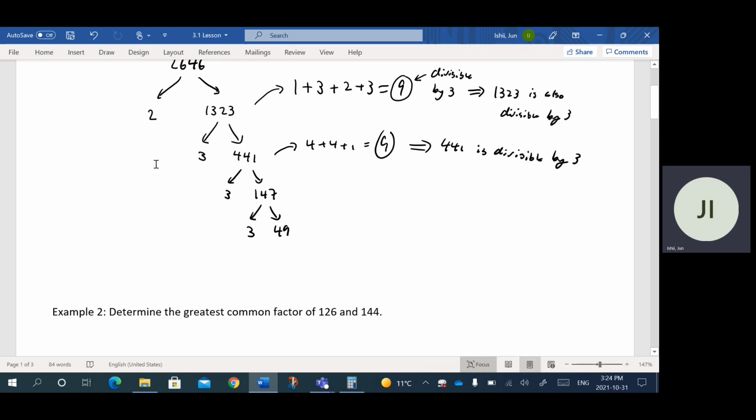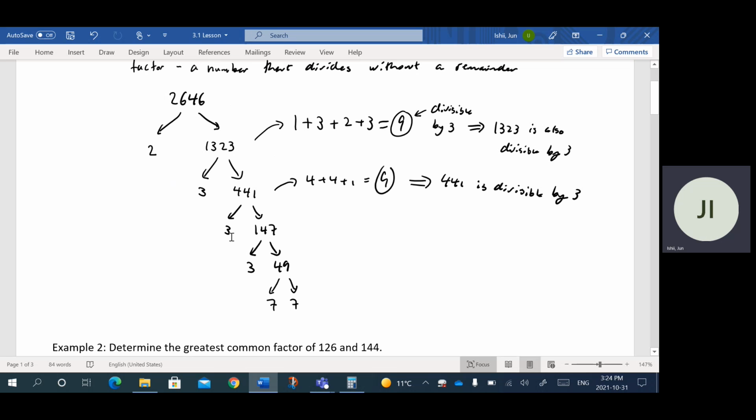However, if you think about your times table, 49 is the same as 7 times 7. So this 49, I can break down into 7 and 7. And now 7 is not divisible by any other number. These are prime numbers. So we're done. This is called a factor tree.